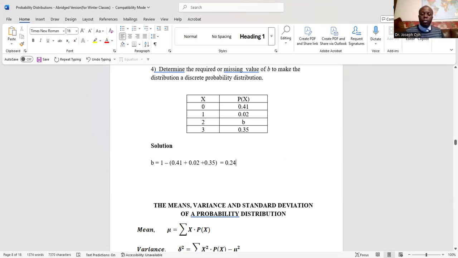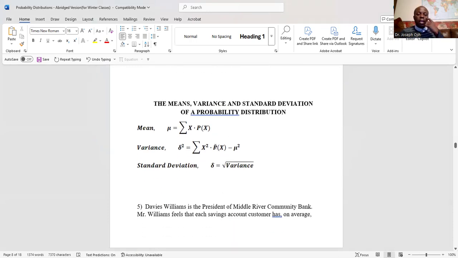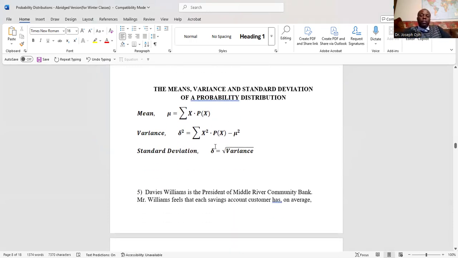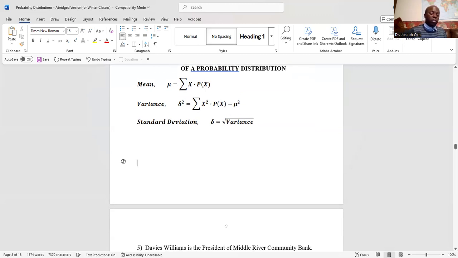Now, at this point, we're ready to review the mean, variance, and standard deviation of a probability distribution. So the mean is given by this formula, x times P(x). Remember, we have done the mean before, but we did it for a frequency distribution. This one is for a probability distribution. Variance is the sum of x squared times P(x) minus the mean squared, and the standard deviation is simply the square root of variance. So let us try this.